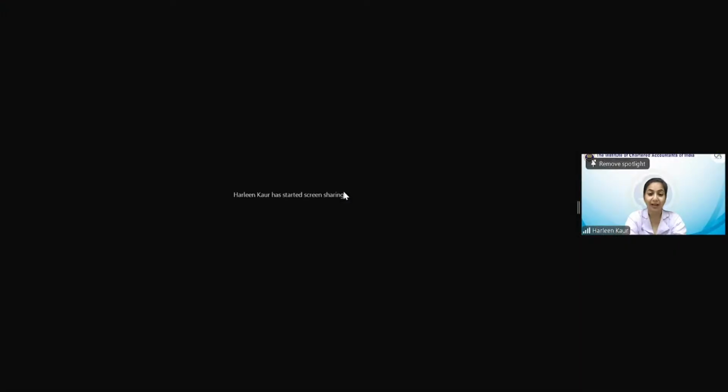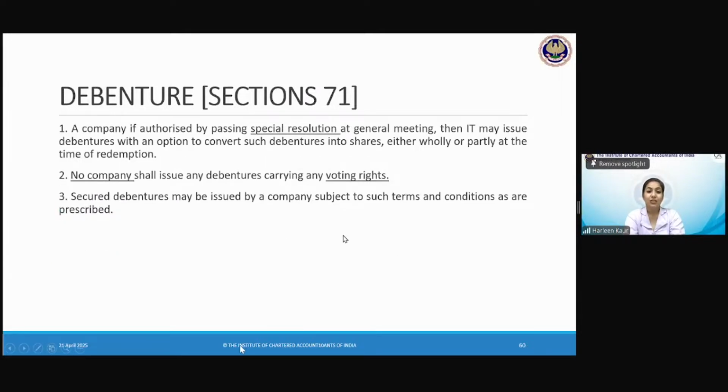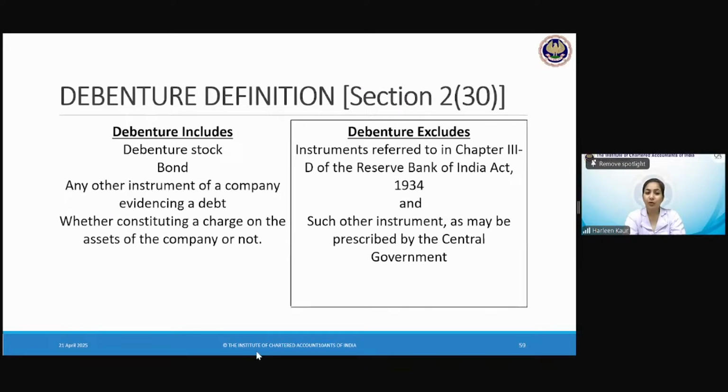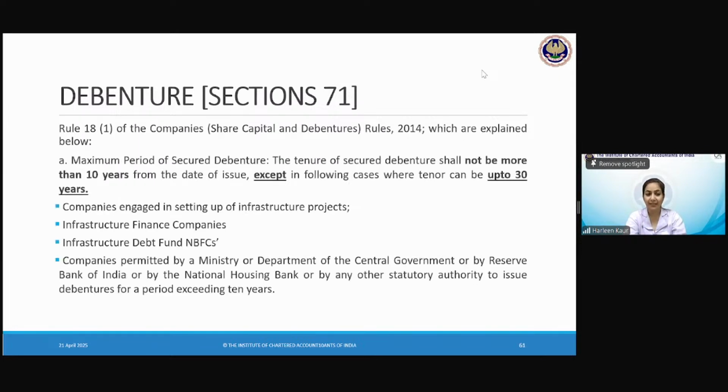We are going to have a quick recap of debentures, but not more than that because we've already completed all the sections of share capital and debentures. Section 71, debentures, we have already done. What is the definition? SR is required only if you're issuing convertible debentures. Again, there was an important thing: only if you're crossing the limit of section 180, subsection 1, clause C, then only SR is required. Otherwise, for convertible debentures, OR is also fine. They don't have voting rights.